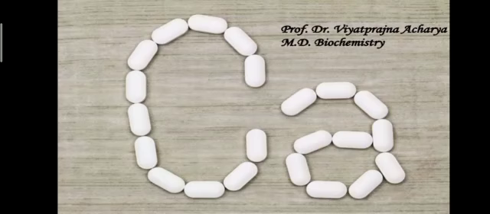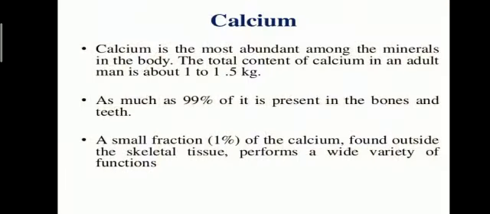Now turn towards calcium. Calcium is too reactive to occur as free metal in nature. As you know that sodium doesn't occur free in nature, magnesium also doesn't occur free in nature, and calcium also does not occur as a free metal in nature. It occurs abundantly in the combined state in minerals such as calcium carbonate in limestone, marble, chalk, and as calcium sulfate in gypsum. So calcium is the most abundant among the minerals in the body.